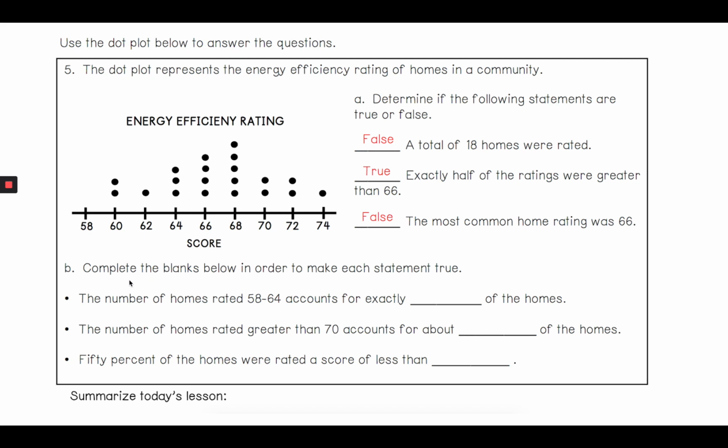Okay, B, complete the blanks below in order to make each statement true. The number of homes rated 58 to 64 accounts for exactly blank of the homes. So if I go through rated 58 to 64, we have 1, 2, 3, 4, 5, 6. So I want to know what the percentage of those ones is. Well, that's actually 30%. And how I got that is I would take the number that we had there, which was 6, and divide it by 20. And 6 divided by 20 will give us 30%.